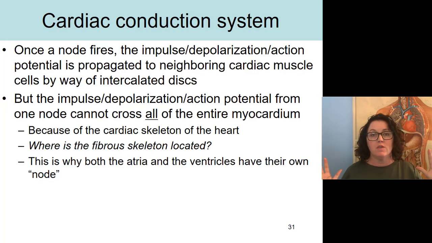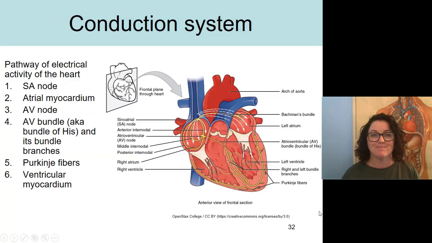We said that the cardiac skeleton prevents the electrical components, the action potentials, from traveling from the atria down to the ventricles. So the fibrous skeleton, one of its main location points is to separate the atria from the ventricles. And this is why both the atria and the ventricles have their own node for stimulating action potentials. The SA node is going to start up action potentials for the atria, and the AV node is going to start up action potentials for the ventricles.